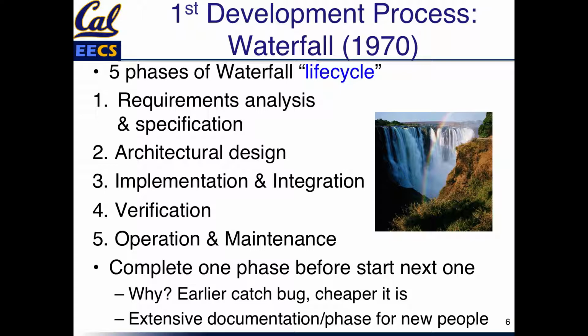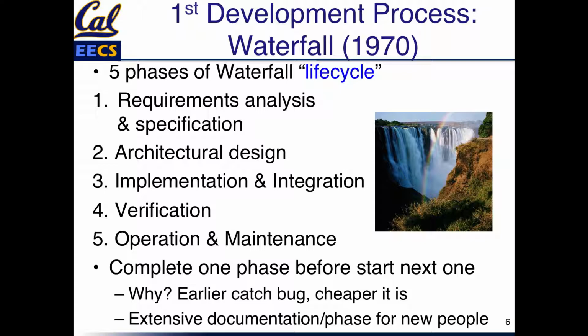First is to write the requirements down into a specification, do the analysis and write the specification. Second phase is architectural design. The third phase is building and integrating the pieces together. Then you verify it. Remember, verification is making sure it does what the spec says. And finally, you move into the operations and maintenance phase. So this is the classic phases. And you complete one phase before you go to the next one.